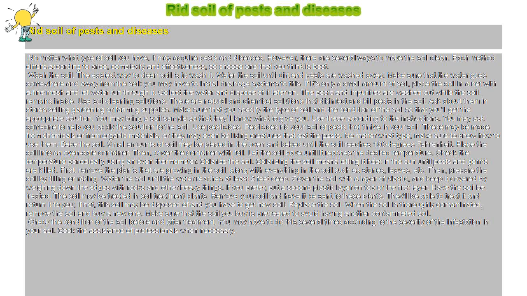Solarize the soil. Solarizing the soil means letting it heat in the sun until pests and germs are killed. First, remove the plants that are growing in the soil, along with everything in the soil such as stones, leaves, etc.